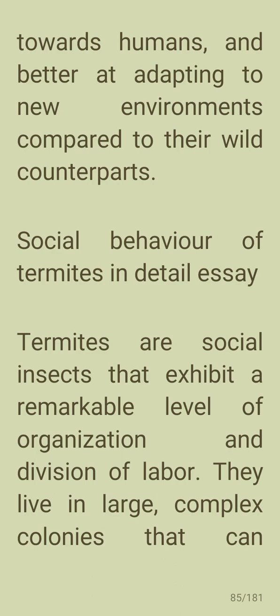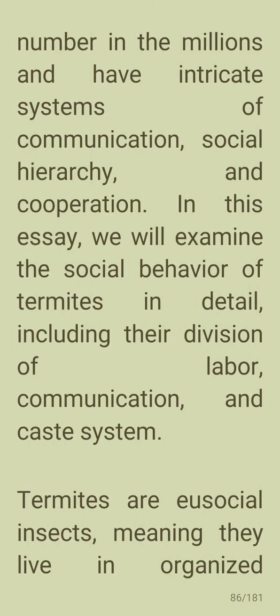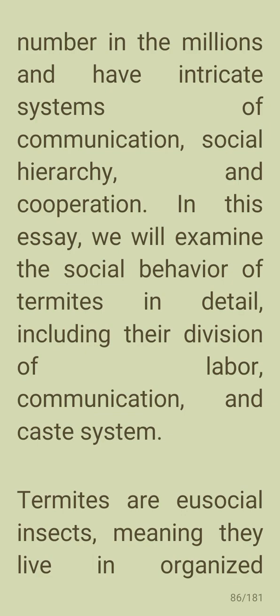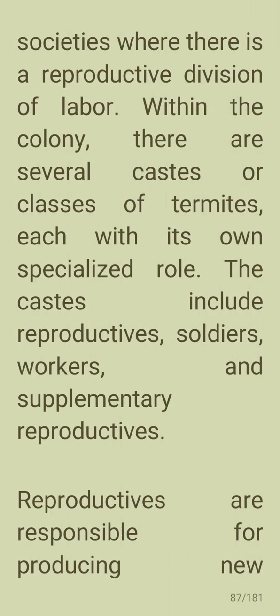Termites are social insects that exhibit a remarkable level of organization and division of labor. They live in large, complex colonies that can number into millions and have intricate systems of communication, social hierarchy, and cooperation. In this essay, we will be discussing the social behavior of termites in detail, including their division of labor, communication, and caste system. Termites are eusocial insects, meaning they live in organized societies where there is a reproductive division of labor. Within the colony, there are several castes or classes of termites, each with its own specialized role.